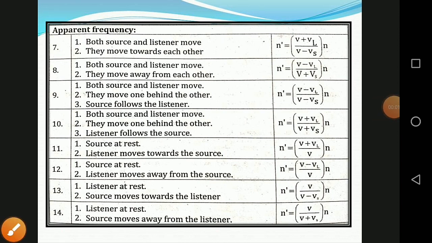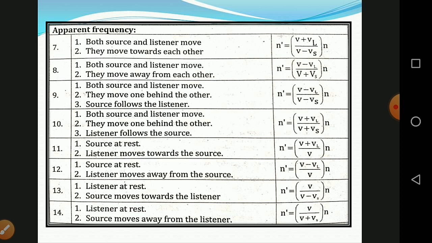Next one is the expression for apparent frequency due to the Doppler effect. The seventh one: both source and listener move towards each other. So the formula is n dash is equal to v plus vl divided by v minus vs, into n.